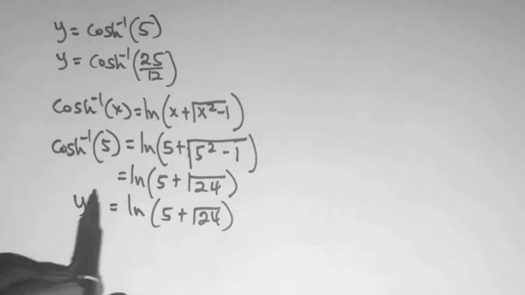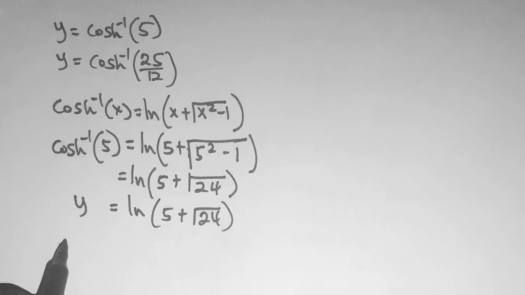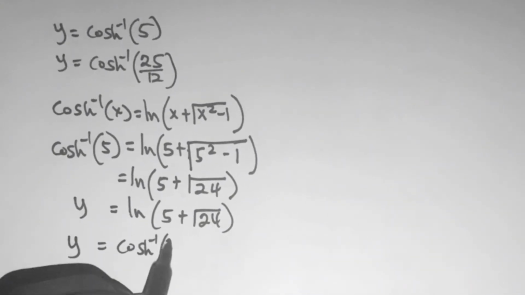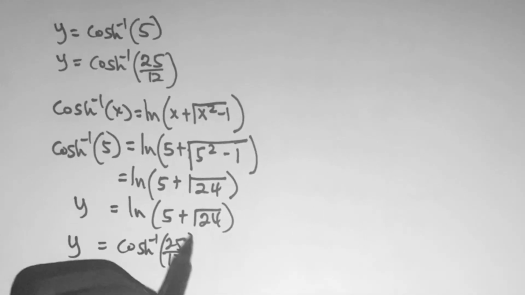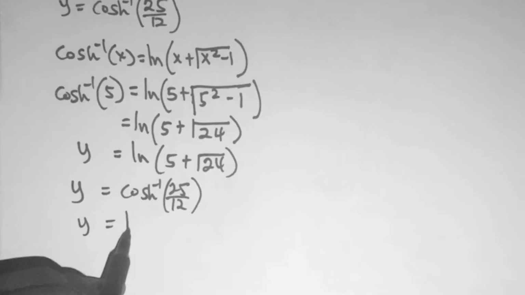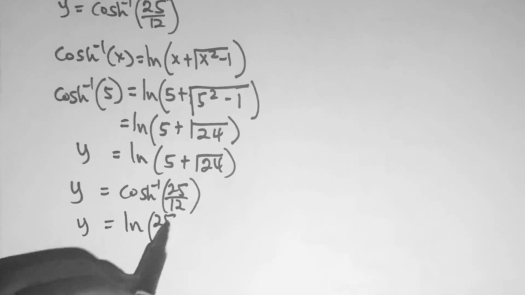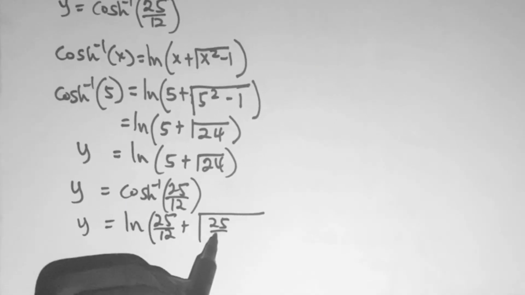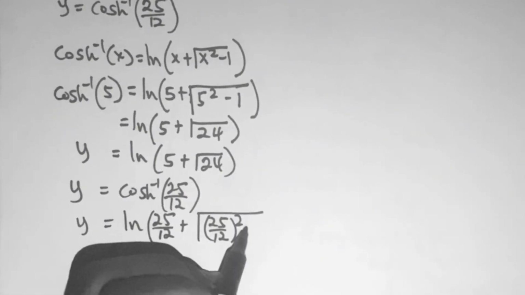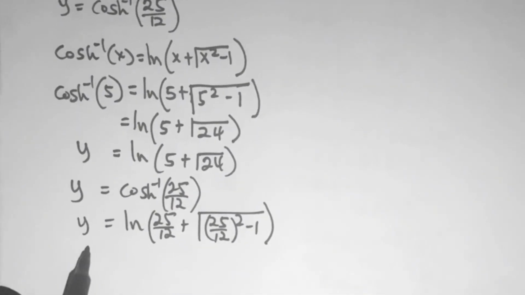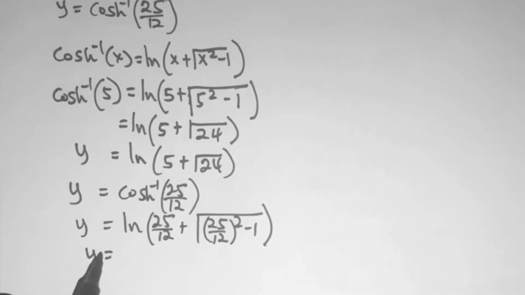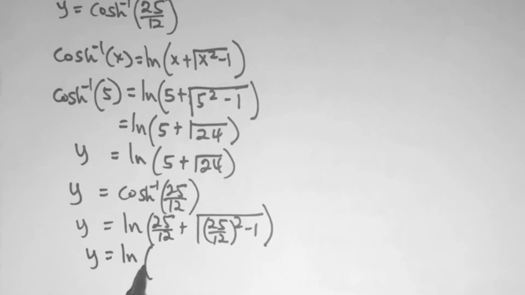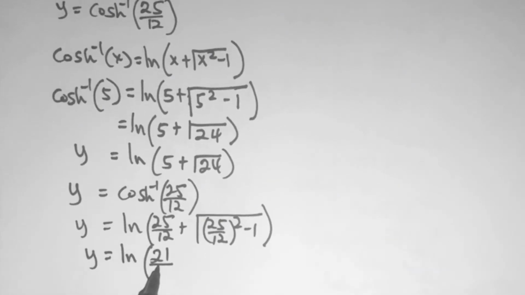And then y is also equal to cosh inverse of 25 over 12. So y is equal to natural log of 25 over 12 plus square root of 25 over 12 squared minus 1. So y is equal to natural log of, if you do all of this, you come to an answer of 21 over 4.